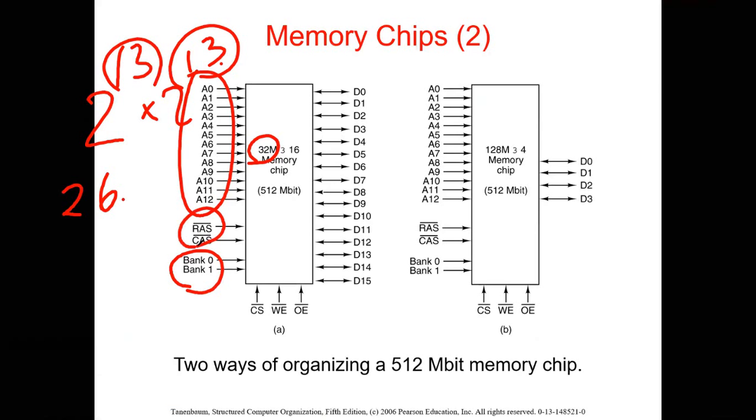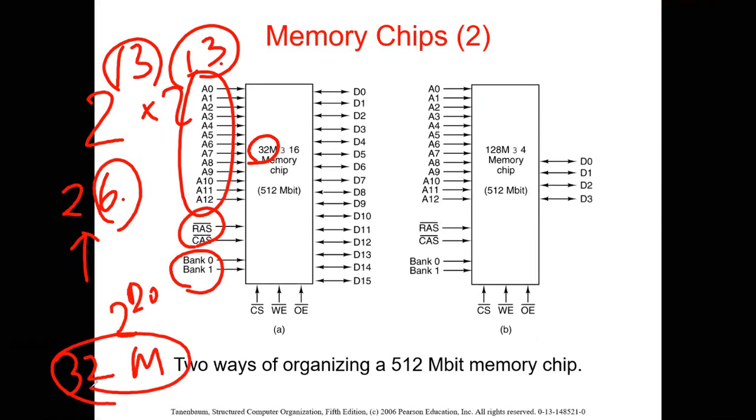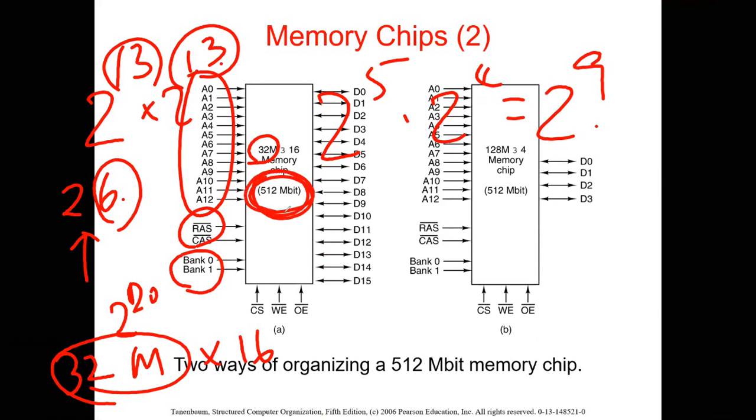So how many of that? 2 to the power 26 is 2 to the power 20, which is 1 mega, so this one totally is 32 mega. Then 32 mega times 16 bits, 2 to the power 5 times 2 to the power 4, gives you 2 to the power 9. So this one totally is 512 megabit.